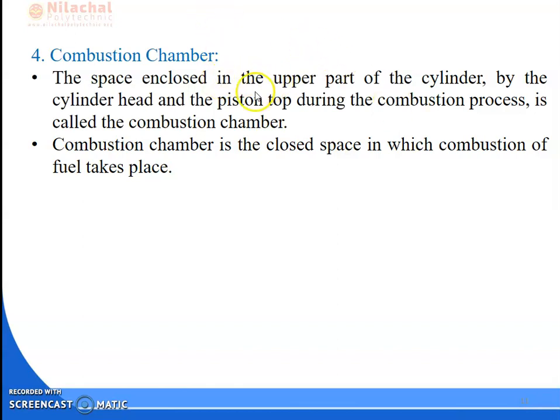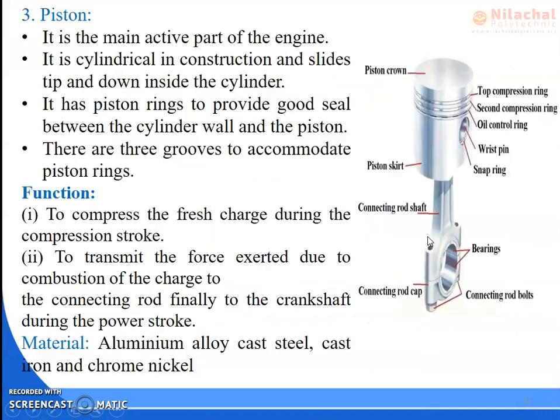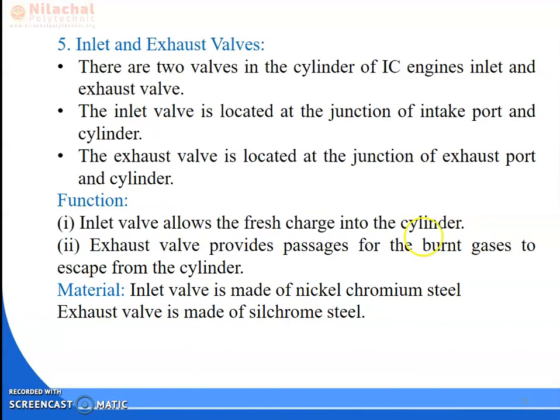The space enclosed in the upper part of the cylinder by the cylinder head and the piston top during the combustion process is called the combustion chamber. The combustion chamber is a closed space in which combustion of the fuel takes place. You can say fuel or you may say charge also. So see here, when the piston is at TDC, top dead center, there is a space between the cylinder head and the top of the piston. This space is known as the combustion chamber, where the fuel will be combusted.